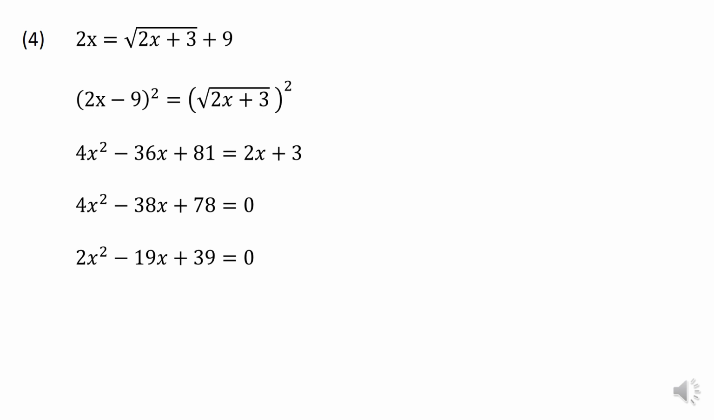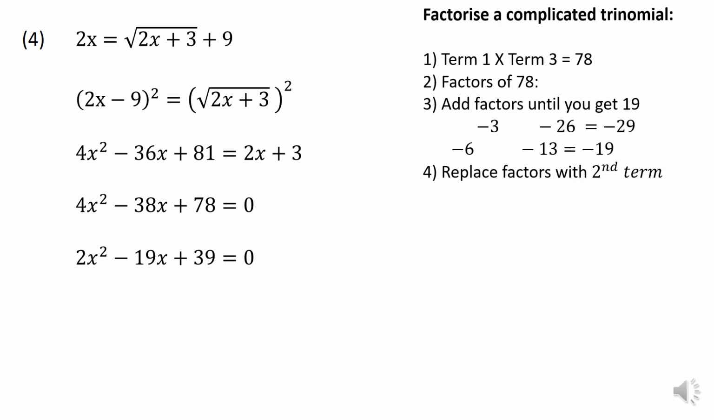From here we have a complicated trinomial. I'll show you all the steps on the right hand side, but don't show all the steps in the exam, just the final step. When we factorize a complicated trinomial, take the first term and the third term and multiply them together. In this case it's 78. Get the factors of 78 that if you add them will give you 19. In this case you will notice that negative 3, negative 26 doesn't work. Negative 6, negative 13 equals negative 19, which works.